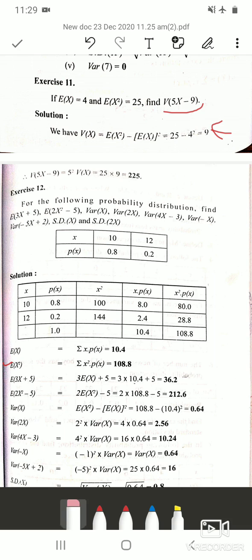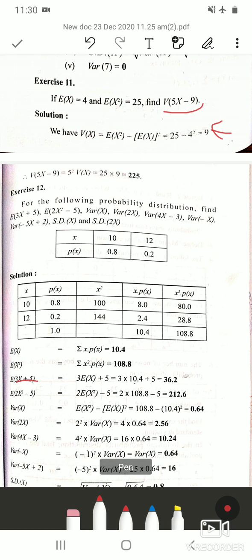So this is of the form expectation of ax plus b. So here a is 3 and b is 5. So using the result, we can write expectation of 3x plus 5 as 3 into expectation of x plus 5. That is, expectation of ax plus b is a into expectation of x plus b. So 3 into expectation of x is 10.4 plus 5, which is 36.2.